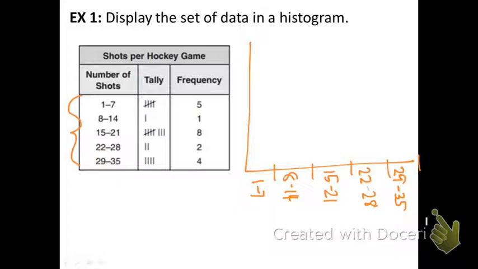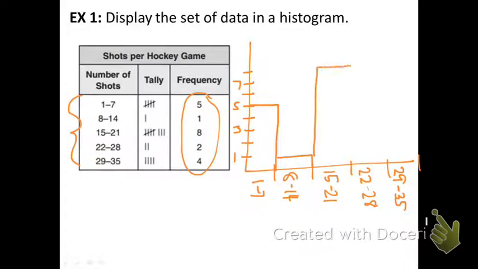Then we will use the frequency to draw our graph. So I go from 1 all the way to 8, so you could go by ones here. 1, 2, 3, 4, 5, 6, 7, 8. So our first one says it has 5. In our second interval, there's only 1. In our third interval, there are 8. In our fourth interval, there are 2. And in our last interval, there are 4.